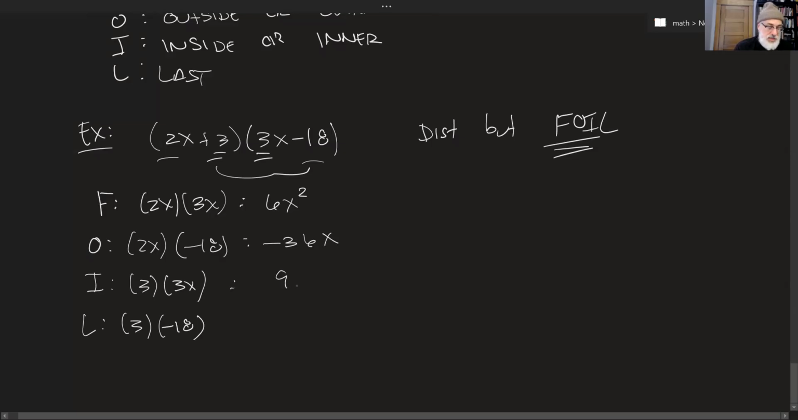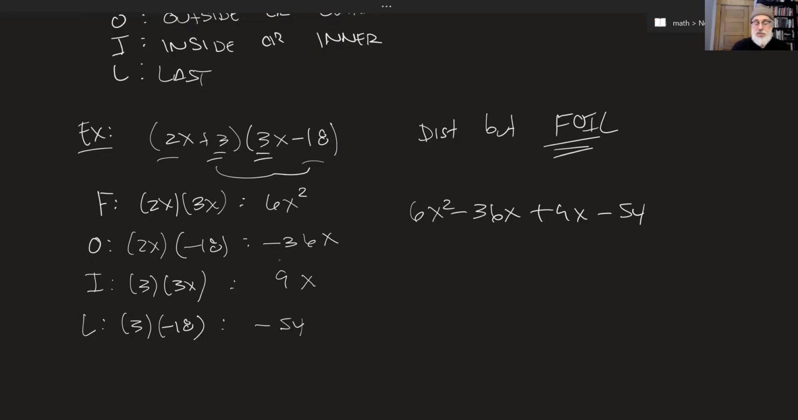Inside is 9x. The last term is 18 times negative 3, which is negative 54. So let's put those together here, and we're going to just put an addition. Now we'll keep the sign of the term. So negative 36 plus 9x minus 54. Since 36 is negative, I'm just going to write it subtract, and same with 54.